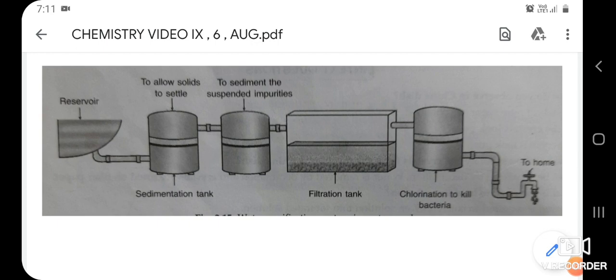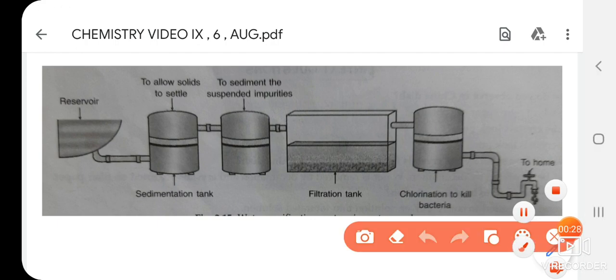So, if I want to explain this diagram, okay, in the reservoir, this reservoir may be lake water or dam water. From that reservoir, water is going to the sedimentation tank. Why? Because here we are getting a heterogeneous mixture, suspensions. Many particles or impurities get suspended in the reservoirs.